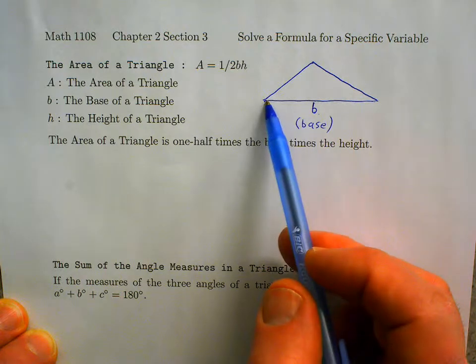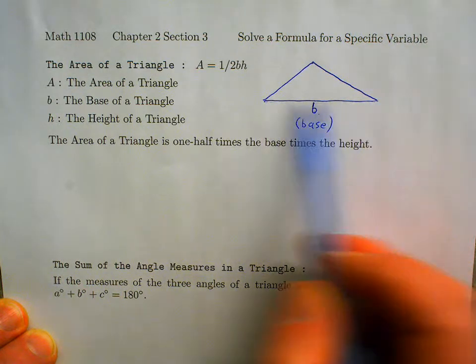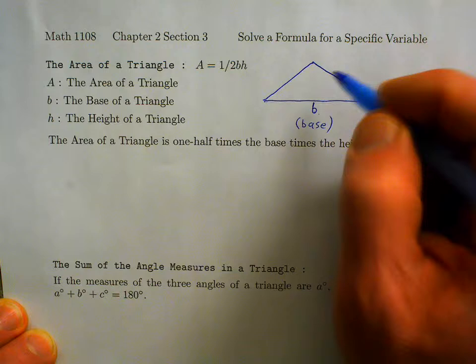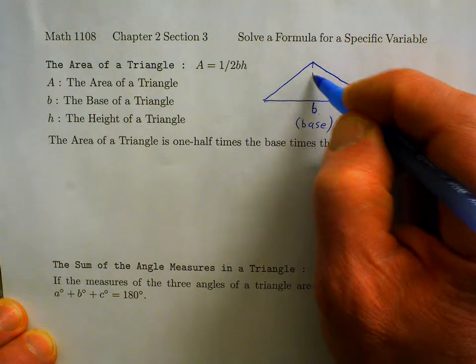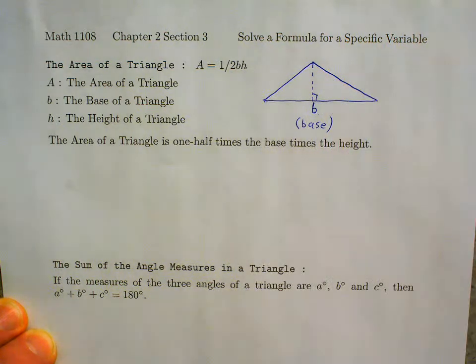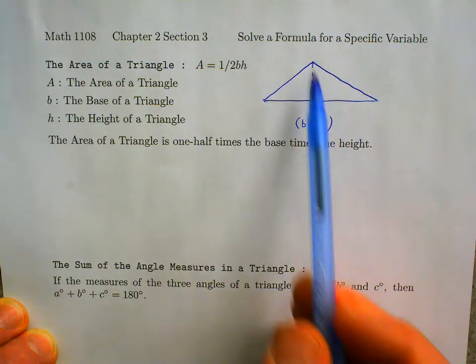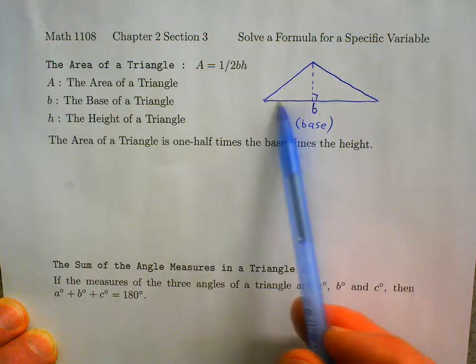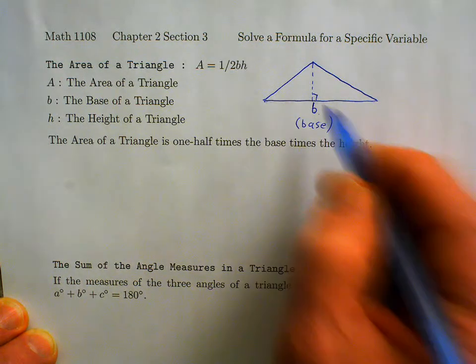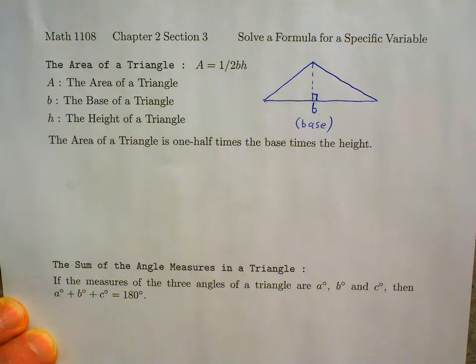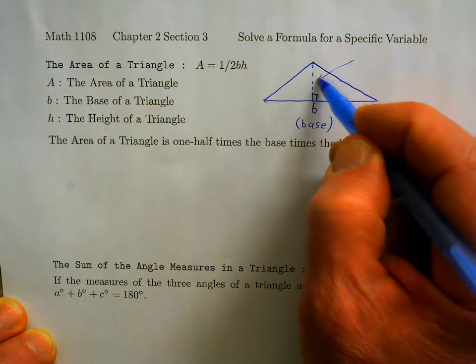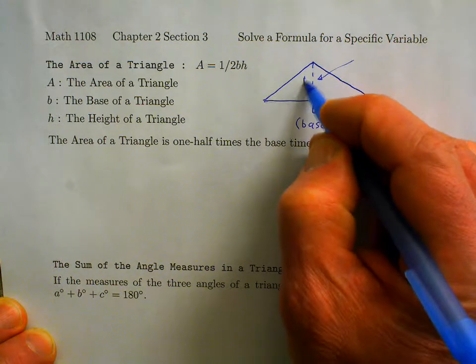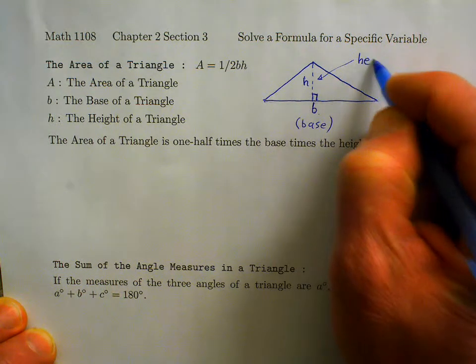And since I identified this side as the base, the height is the length of the line segment that connects the vertex that is opposite of the base, so that that line segment is perpendicular to the base. Perpendicular meaning that it forms a right angle. So I'll label this H. This is the height.